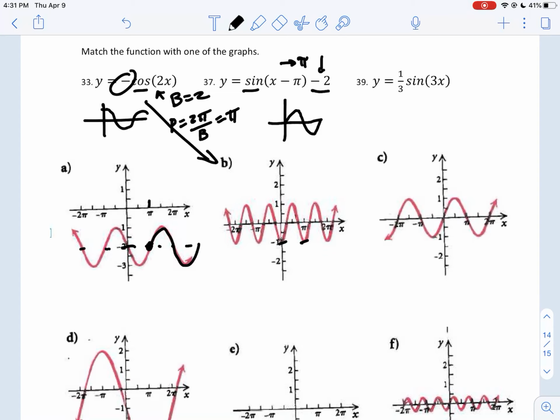So this is my new center line. Shifted right pi. Sure enough, that looks just like a sine graph that's been shifted right pi and down 2, with a period of 2 pi. Is the period still 2 pi? Yeah. We could also see that from here. And an amplitude of 1. So 37 matches with A.